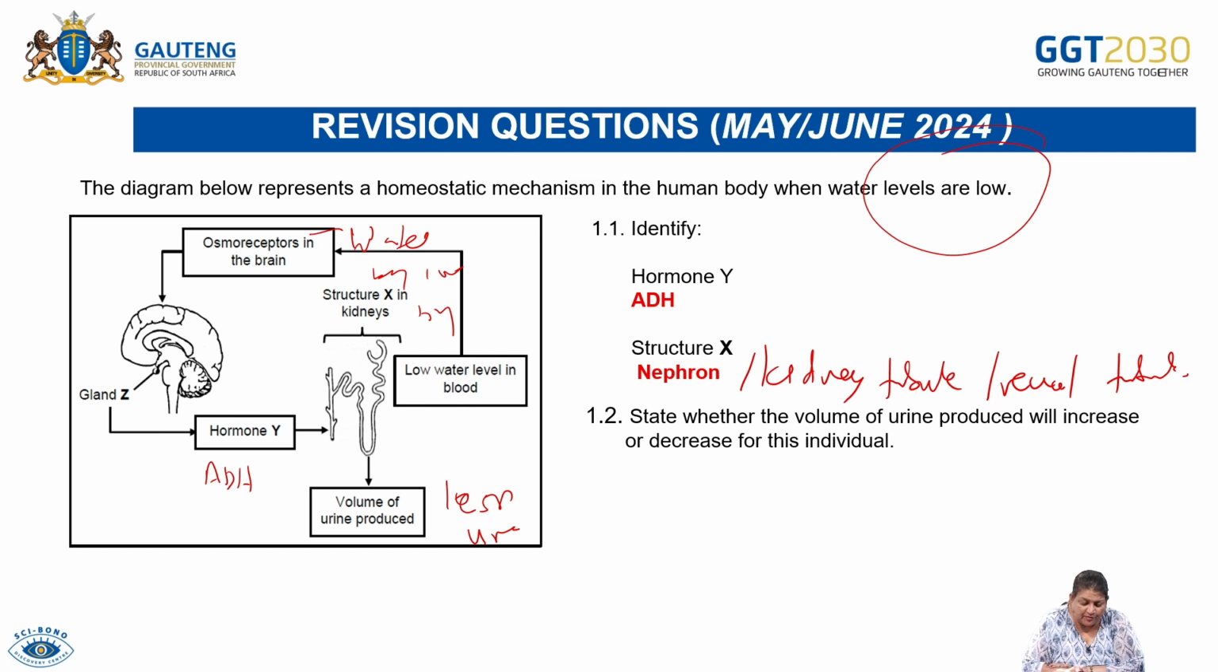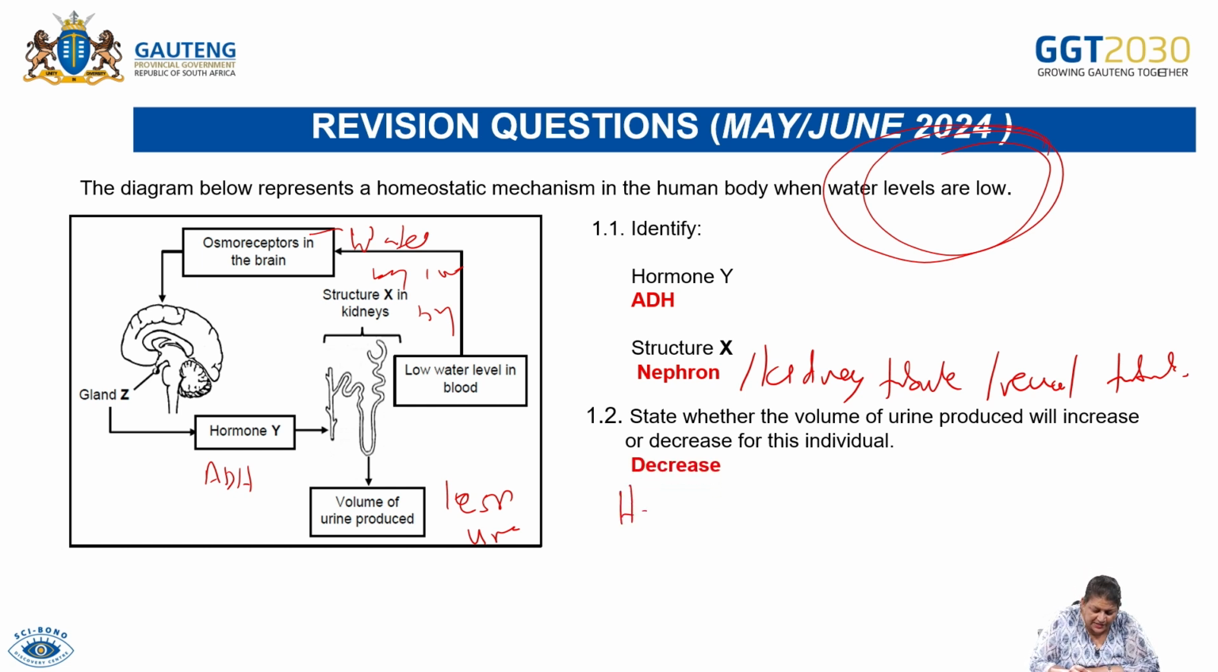State whether the volume of urine produced will increase or decrease for this individual. Always the opposite. If the water levels are low in the blood, the production of urine is going to be low. Low water levels in the blood, the volume of urine is going to be low because more water is reabsorbed. State whether the volume of urine will increase or decrease. It's going to decrease. So children, please understand this.